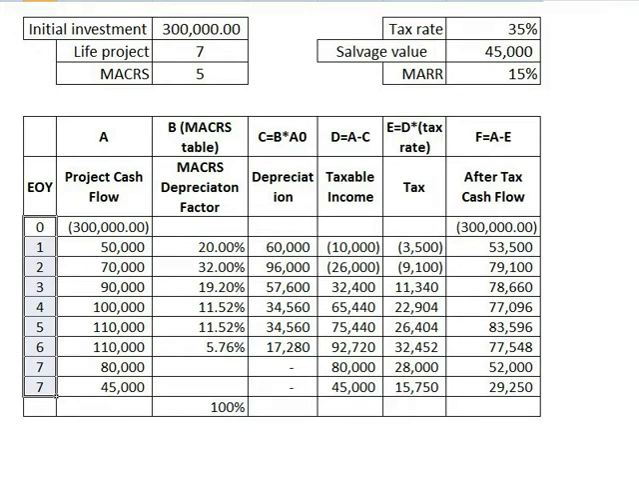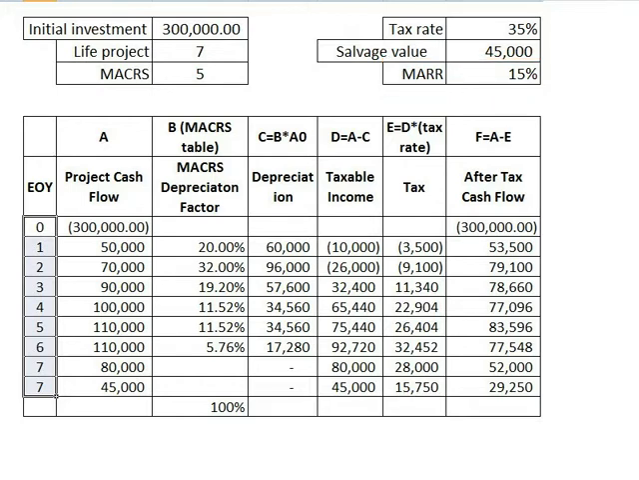introduction, let's talk about a project in which we have an initial investment of $300,000 and the life is 7 years. The MACRS classification allows this project to be depreciated in 5 years. The tax rate is 35%. The salvage value at the end of the life of the project is $45,000. And the minimum attractive rate of return that the investor wants from this project is 15%.